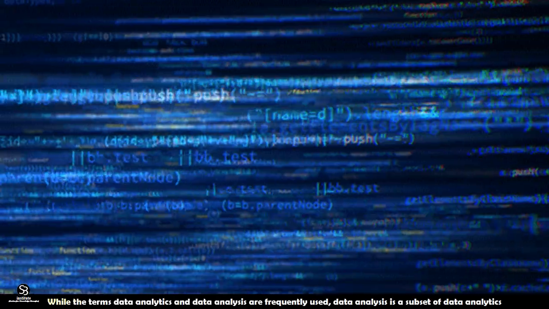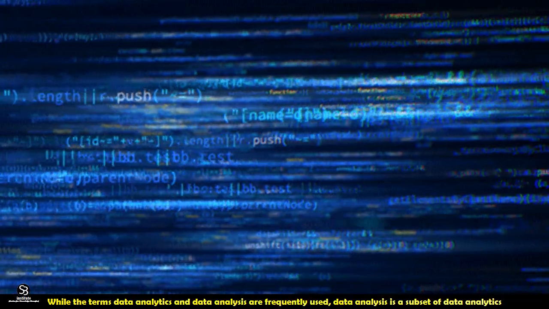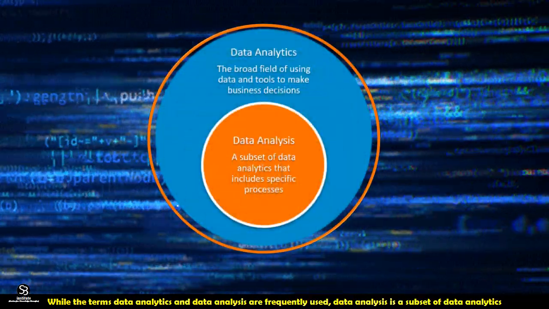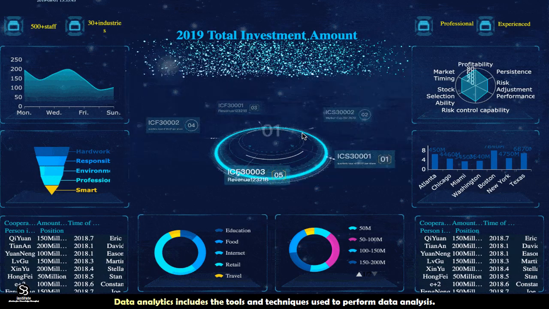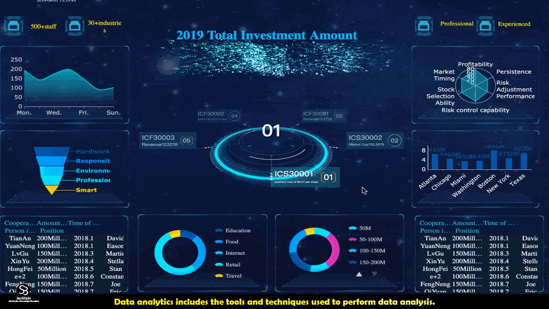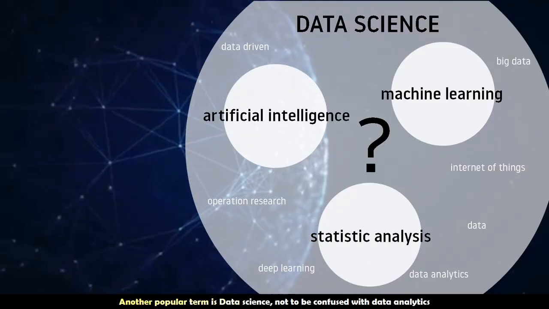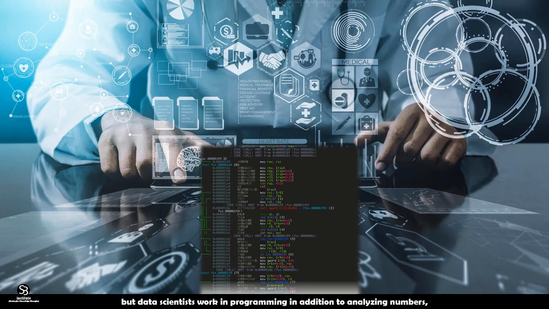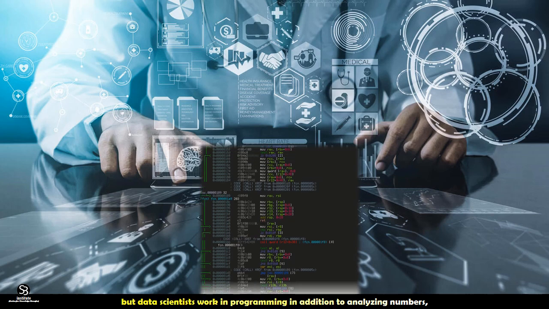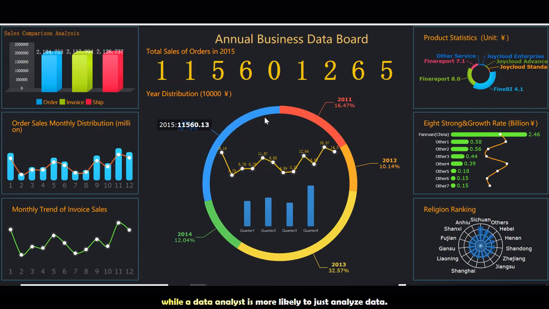While the terms data analytics and data analysis are frequently used, data analysis is a subset of data analytics. And data analytics includes the tools and techniques used to perform data analysis. Another popular term is data science, not to be confused with data analytics, but data scientists work in programming in addition to analyzing numbers, while a data analyst is more likely to just analyze.